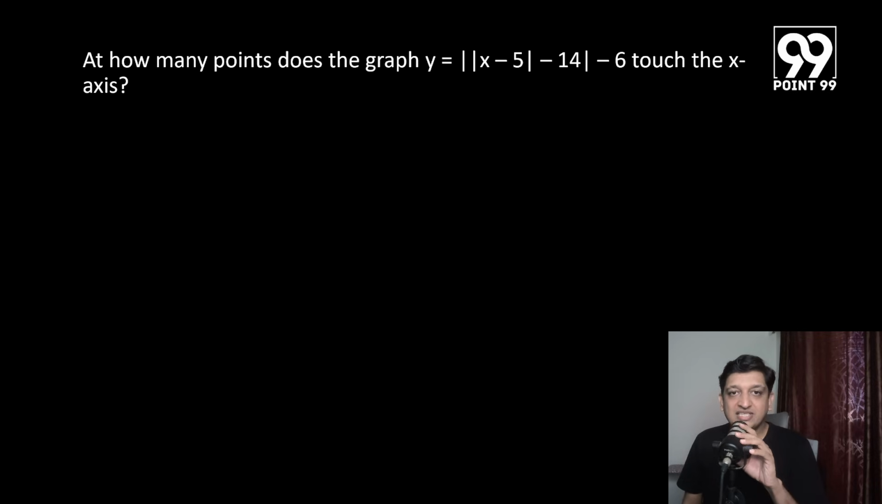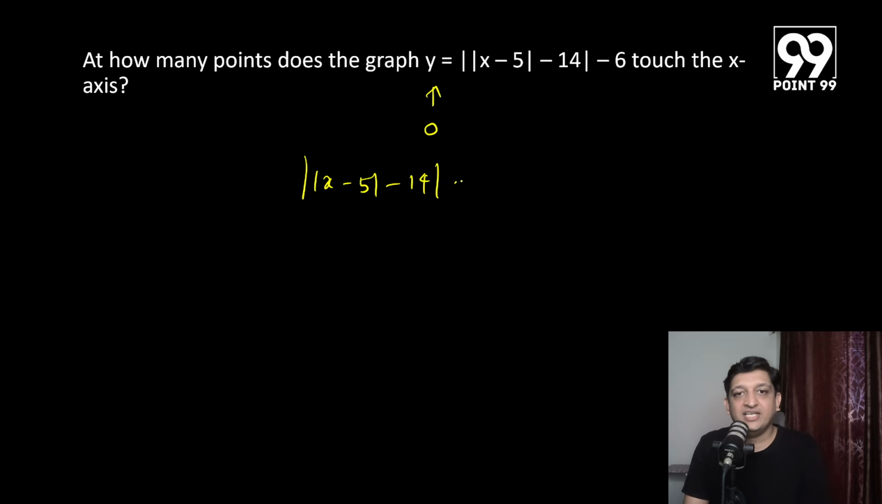At how many points does the graph y equals mod of x minus 5 minus 14 touch the x-axis? That is what has been asked here. Now one way of doing this is by plugging in values. Let's say this will touch the x-axis, which means y will be equal to 0. So mod of x minus 5 minus 14 will be equal to 6, which basically means that this part will either be equal to 20 or it will be equal to 8, because this can be either plus 6 or minus 6.